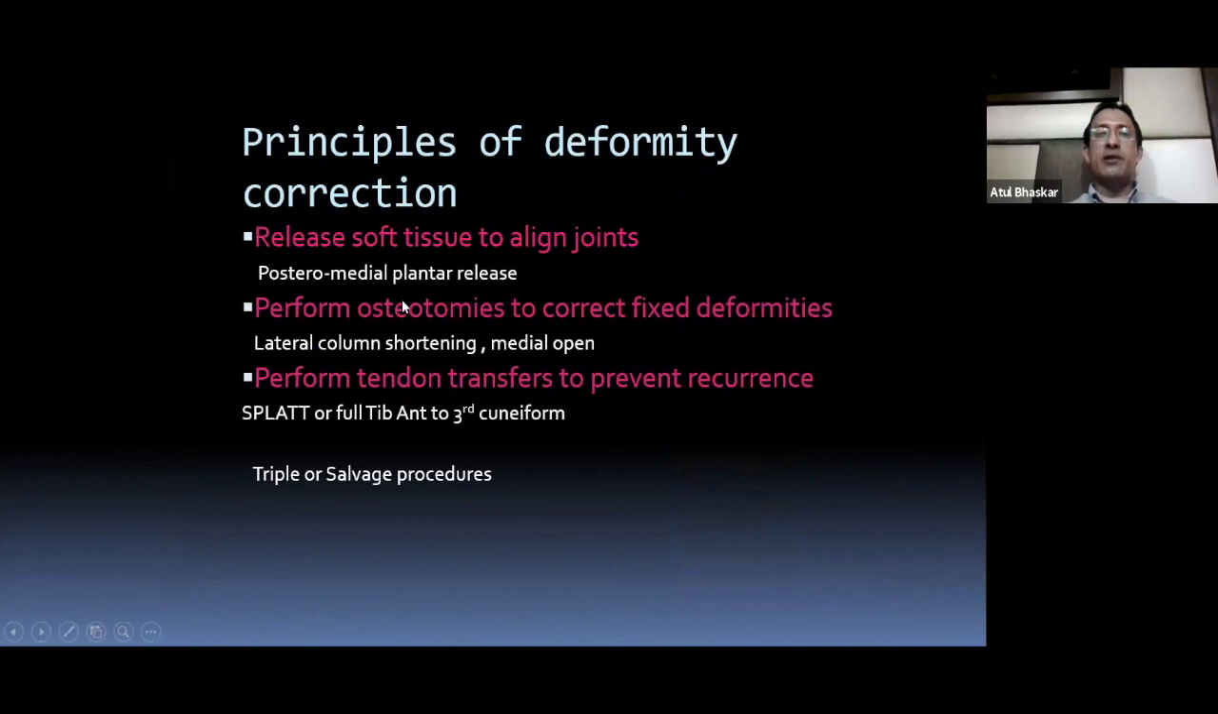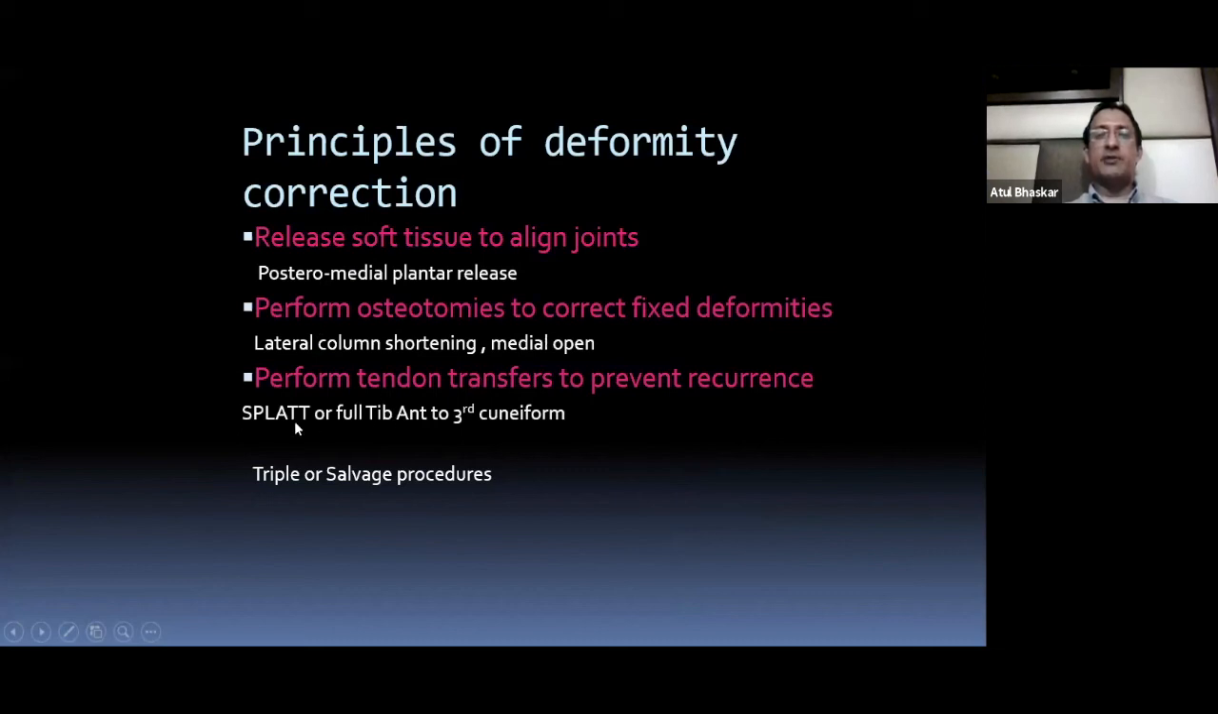So in principle, with any of these foot deformities, the idea is to always do a soft tissue release and align the joints. So with club foot, do a posteromedial release. You must know what structures to release. In the exam, you must start, you have 3 ligaments, 3 tendons, and 3 capsules. So just be familiar with that. You should know your osteotomies and when to do them. Whenever there's a fixed deformity, you talk about lateral column shortening and medial cuneiform open wedge.